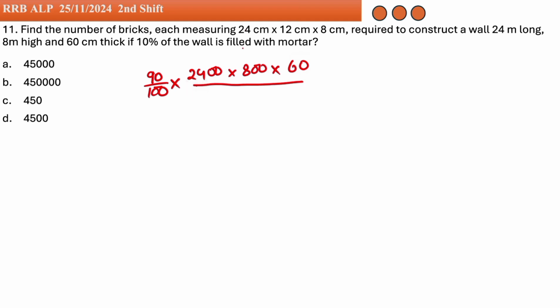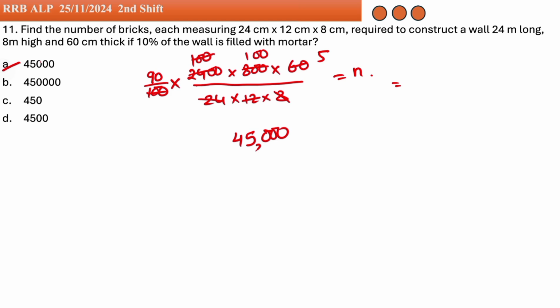So as it is 60, whole divided by 24 into 12 into 8. This gives the number of bricks. So 24 and 24 cancel, 100. Now 12 fives are 60. 8 ones, 8 ones, that is 100. 100 gets cancelled. So we'll get 9 into 5 is 45 and 3 zeros. So 45,000 bricks are needed to construct the wall. Option A is our answer.